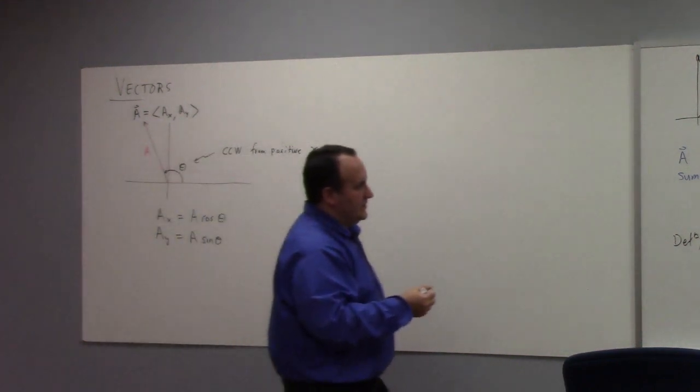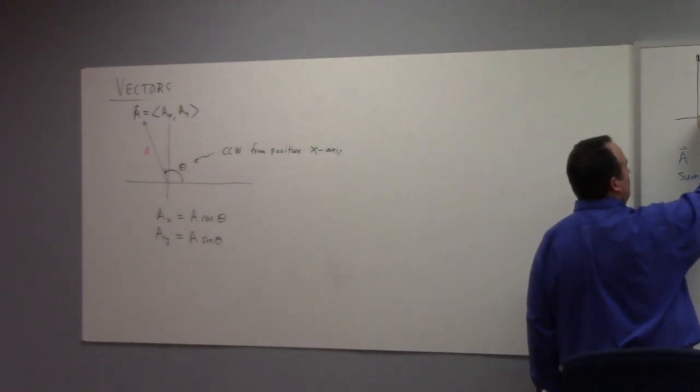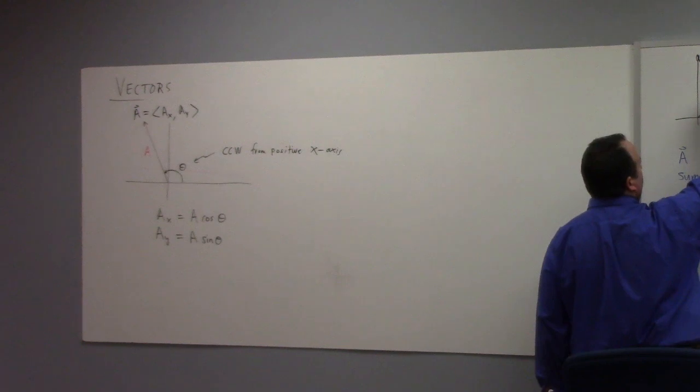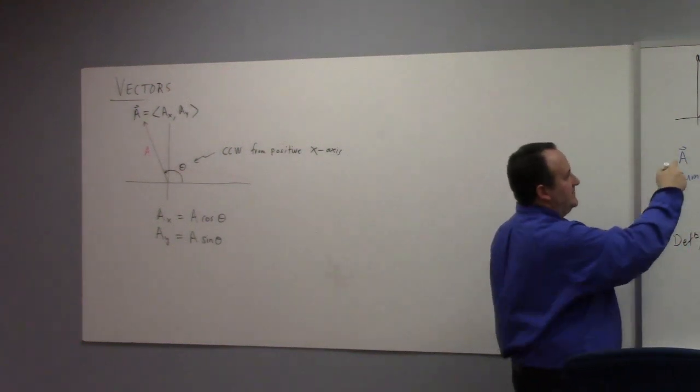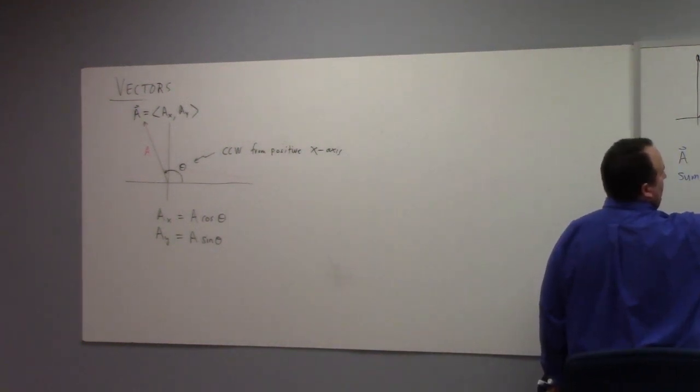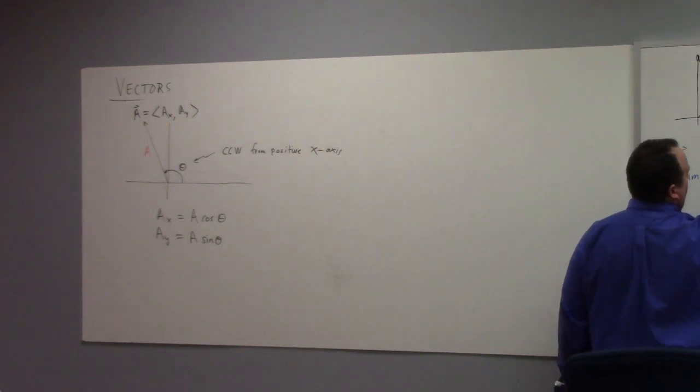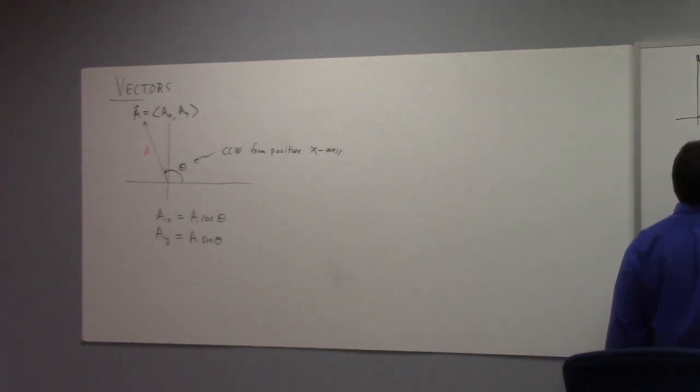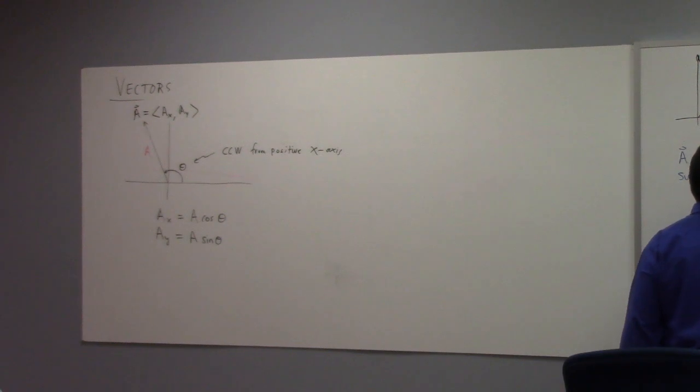Maybe I could do it over here, like this one. If I had a theta in here, you can see it, right? This would then become what? A cosine theta x hat. This one would become a sine theta y hat.